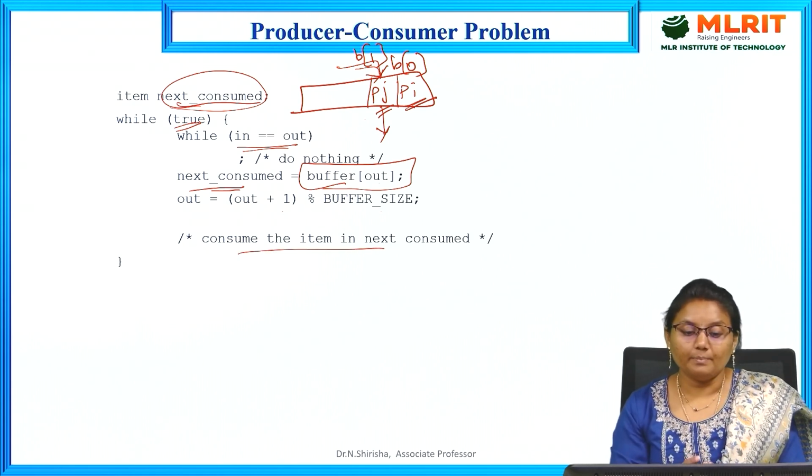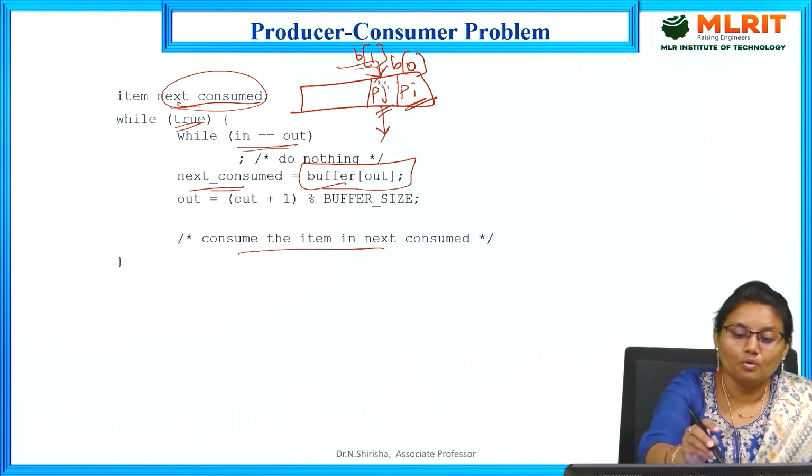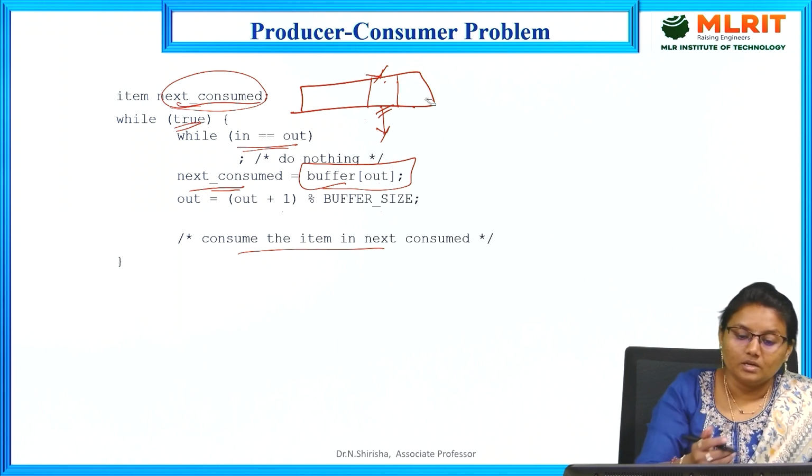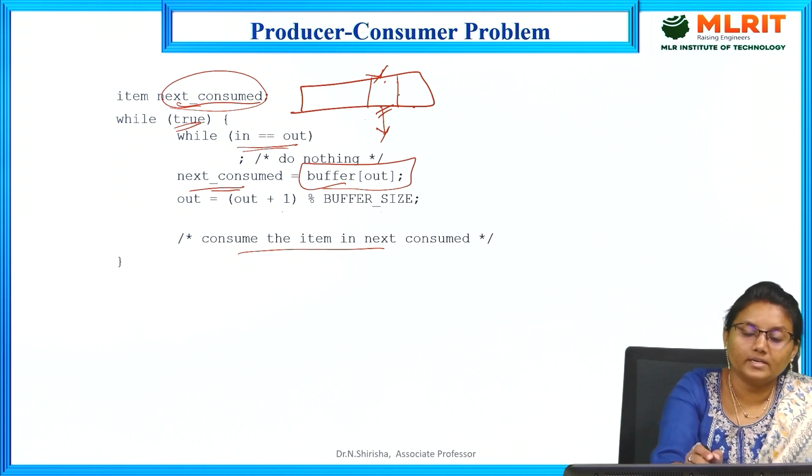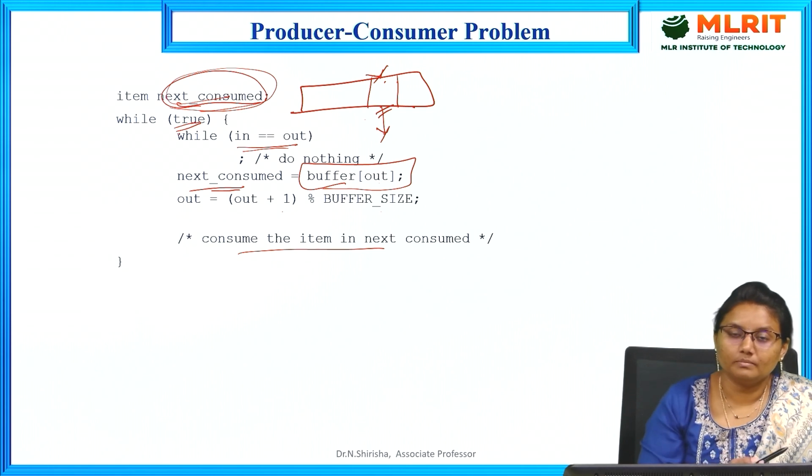Now what is happening here? Whenever there are no processes in the queue, what is your in? You cannot go here because there are no items to consume. This is 0, so while true will not become true.